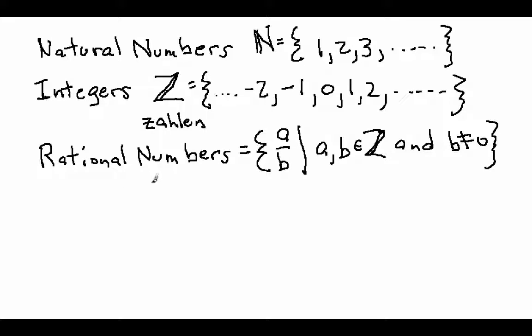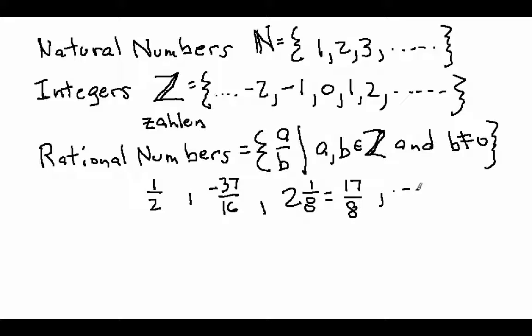So the rational numbers include things like 1/2, or minus 37 over 16, or 2 1/8. Now you're going, wait a second, 2 1/8 isn't an A divided by B, but we note that 2 1/8 is actually equal to 17 over 8, and that is of the form A over B. And lots of other numbers. Okay, so those are called the rational numbers.